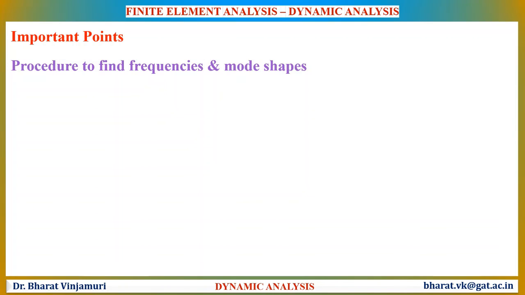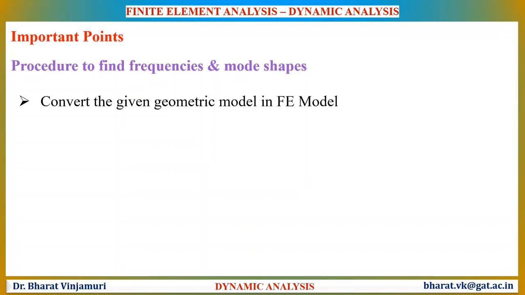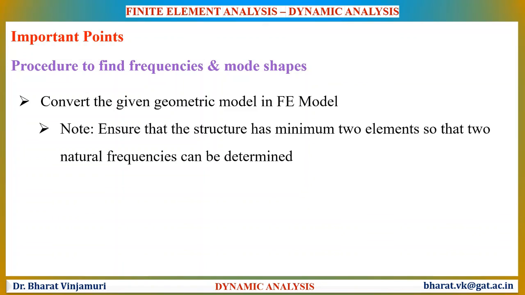Let us now discuss the basic procedure to find the natural frequencies as well as mode shapes using finite element analysis. The first and foremost point in performing the analysis is to convert the geometric model into a finite element model. During the conversion, one has to ensure that the structure has a minimum of 2 elements so that a minimum of 2 natural frequencies can be determined. Thus, a system having n degrees of freedom will have n natural frequencies.